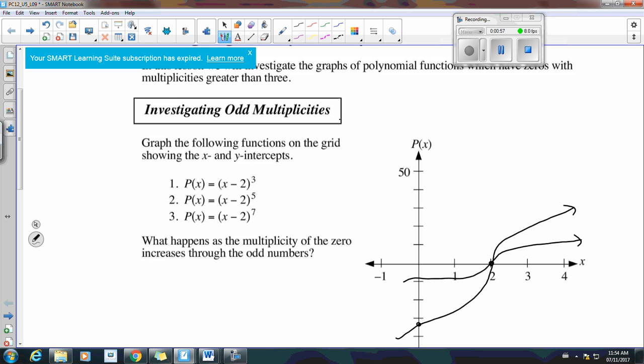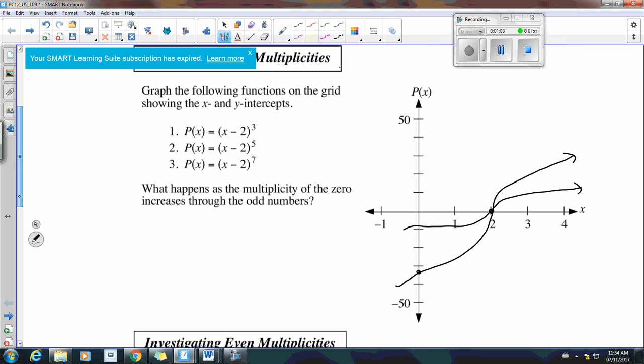So that's the one with a power of 5 and a power of 7. It has a y-intercept of -128, so that's not even going to fit on our graph. But it also has a 0 here, changes concavity, keeps going up. So what happens? Well, there's a point of inflection for all the graphs at that x-intercept.